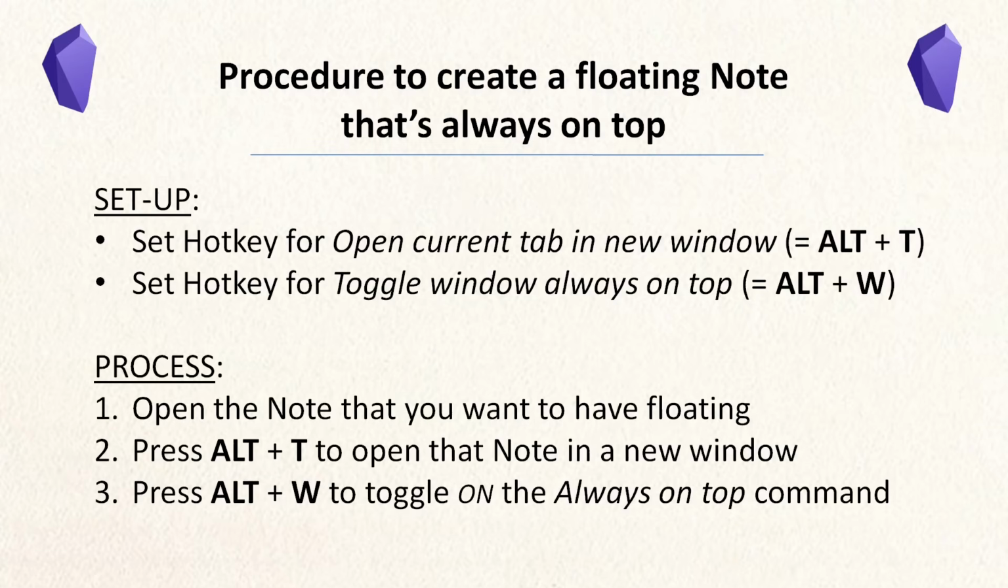Once you set up the hotkeys, the process is as follows. First, open the note that you want to have floating. Second, press the hotkey combo you set to open that note in a new window. That will create the floating note. And finally, press the hotkey combo you set to make this note stay always on top. I'll demonstrate it now in a vault.